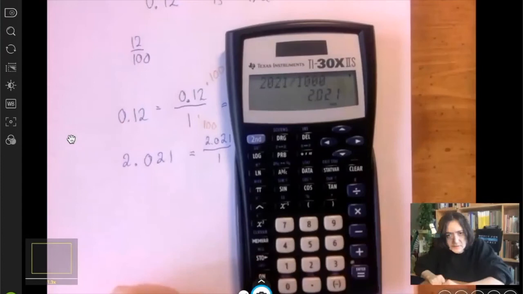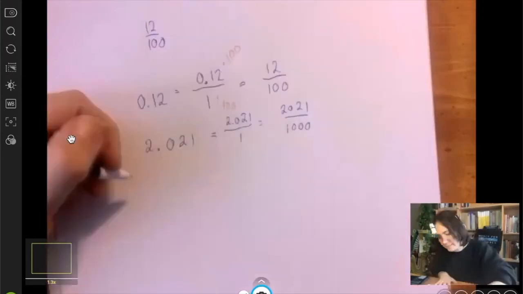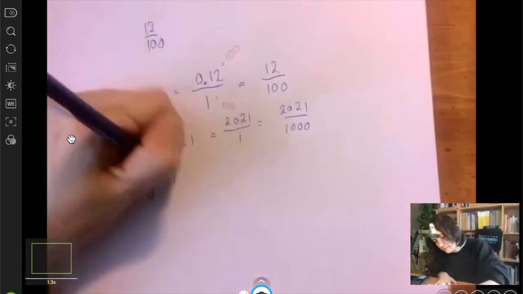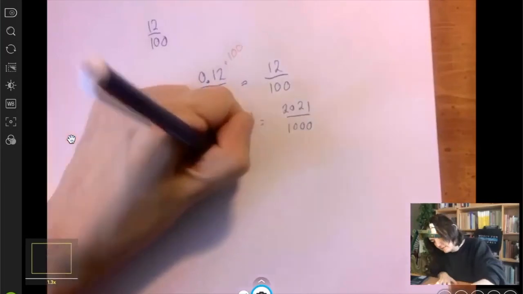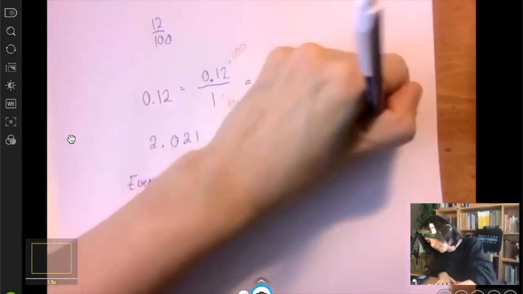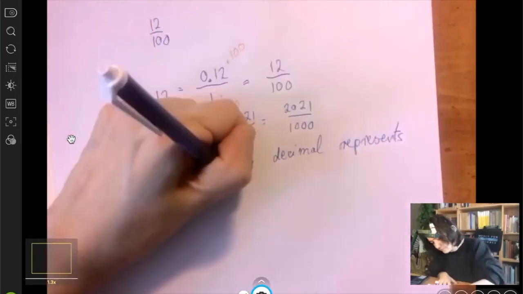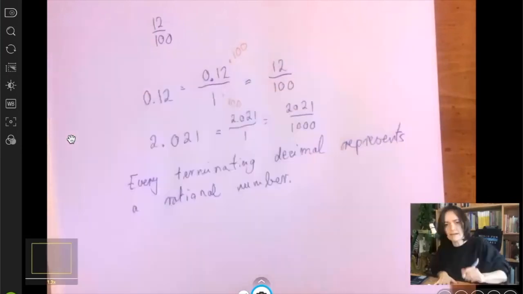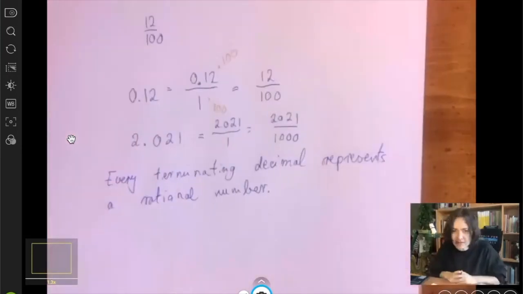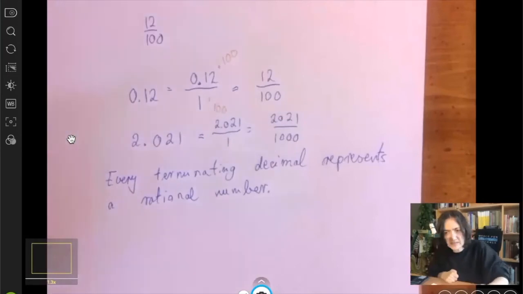Yeah, all right. So now I'm going to write down a statement and see how you feel about it, true or false. Every terminating decimal... All right, so here is what I wrote. Every terminating decimal represents a rational number, where terminating means there is a last digit, it ends. Like 0.12 and 2.021, those are terminating decimals. How do you feel? Do you feel that this statement is true?